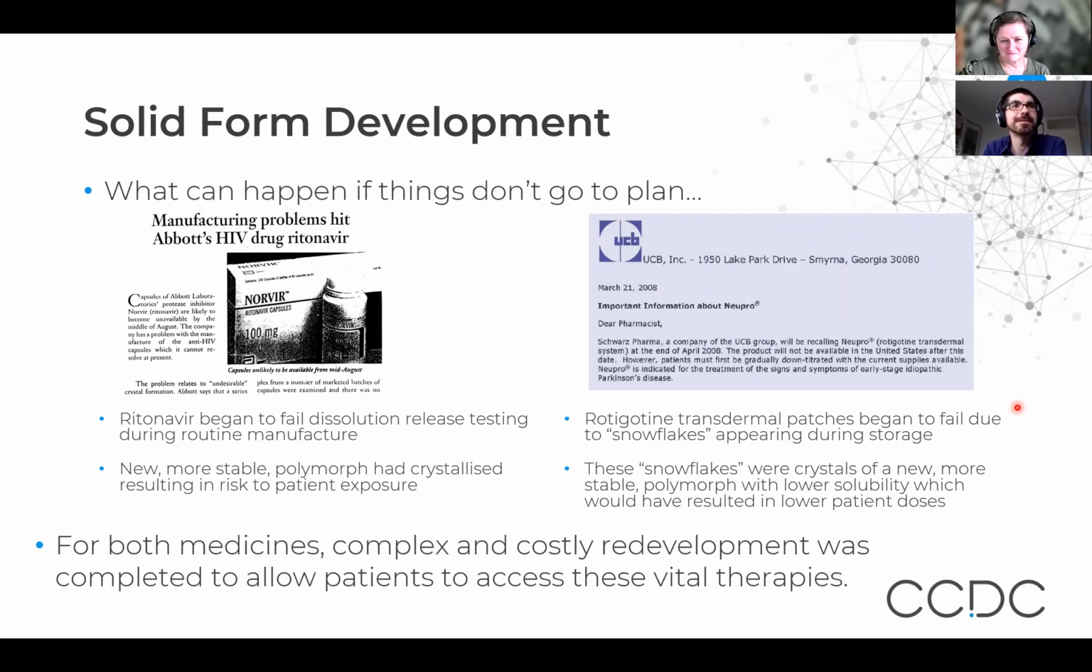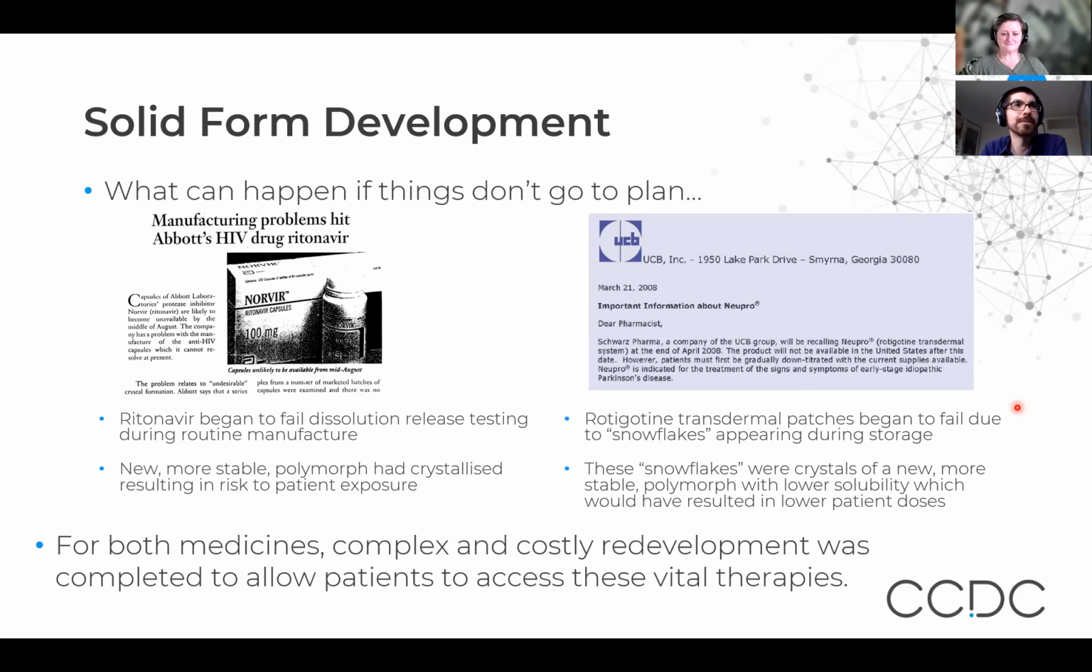I'm sure I don't need to tell you about these two really high profile examples that really changed thinking in pharmaceutical development and manufacturing. We've got the cases of ritonavir and rotigotine, where new polymorphs with different properties really had an incredibly detrimental effect. And in both cases, it's often changes in solubility that these new polymorphs lead to.